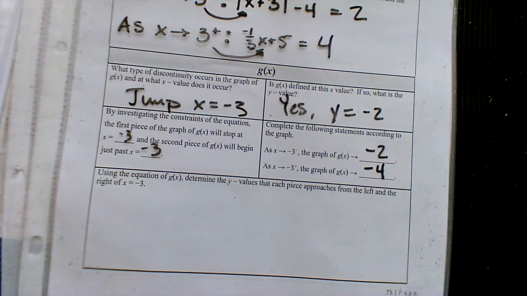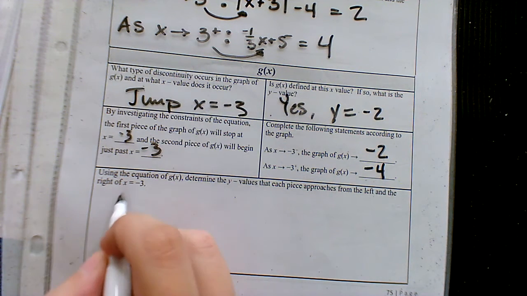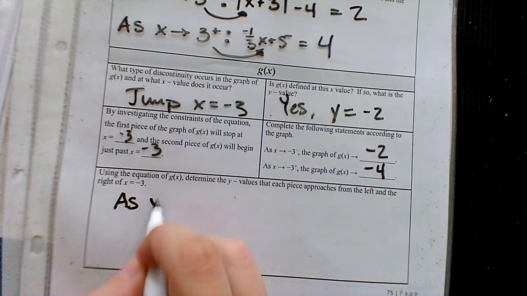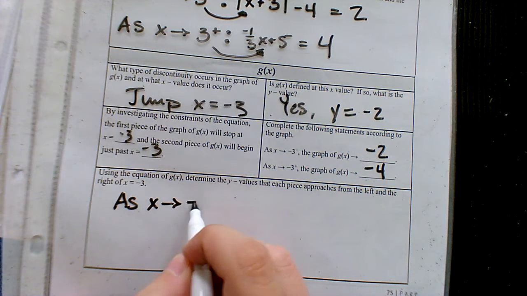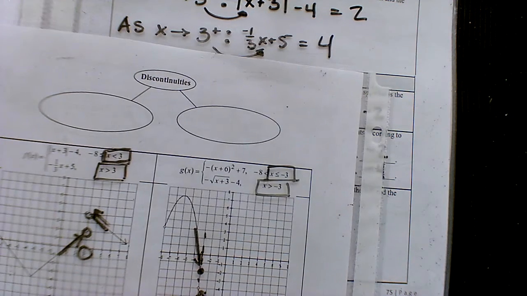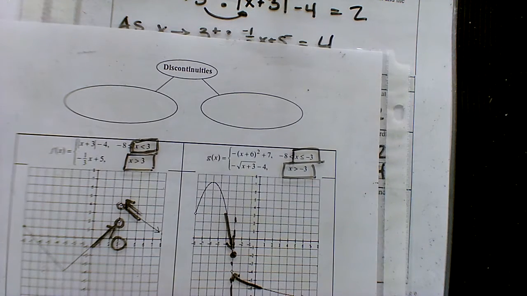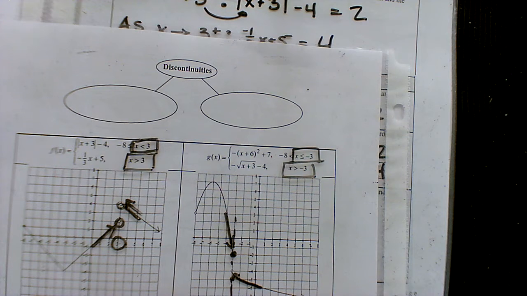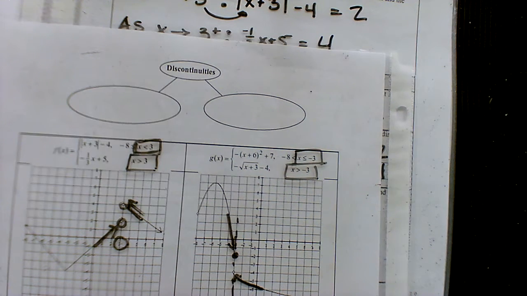Let's just practice and see if we can get the same results based off the equations. Pretend the graph isn't there. As x approaches negative 3 from the left, take a look at your equations. The one that shows up for values smaller than negative 3 would be the first one.